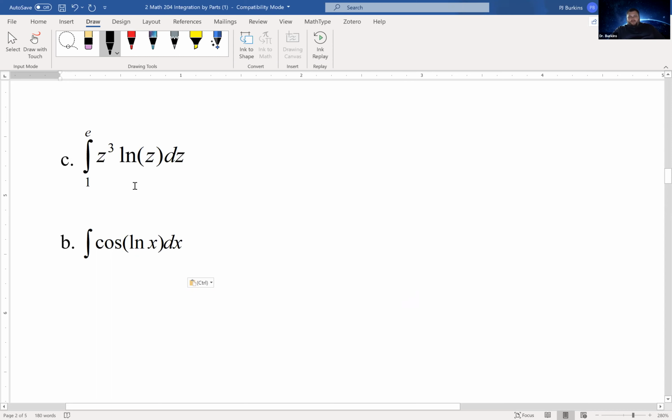And one thing I want to note is that for part B here, this was under the iterated integral. And this is not cosine times natural log. A lot of people think that it is. It is the cosine of the natural log, right? That's inside the cosine.